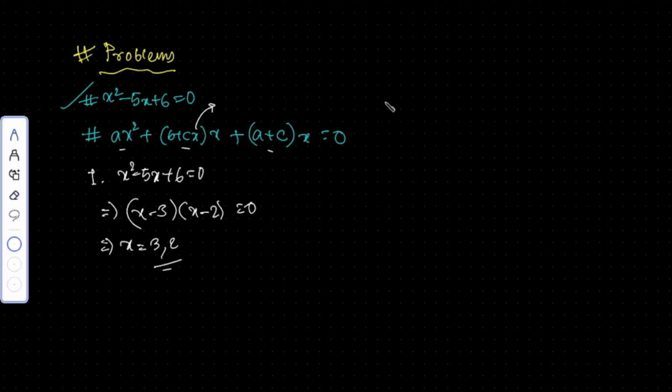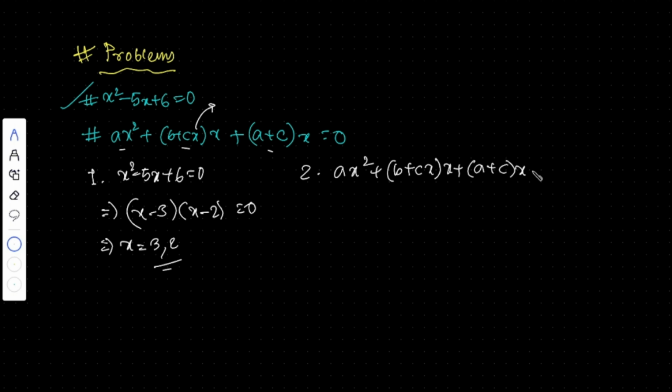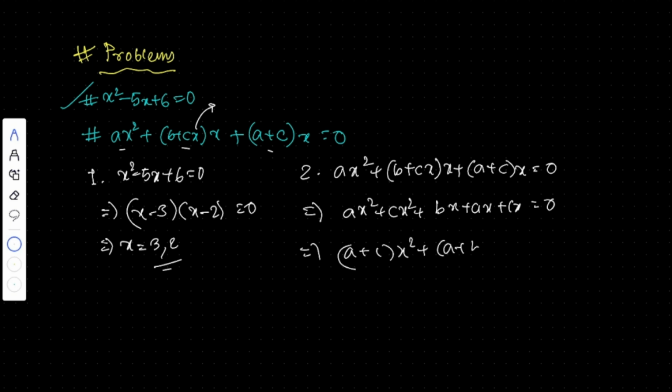Now, how to do it? First, simplify it. ax square plus (b plus cx) into x plus (a plus c) into x equals 0. It becomes ax square plus cx square plus bx plus ax plus cx equals 0. Taking x square common, (a plus c) x square plus (a plus b plus c) into x equals 0.